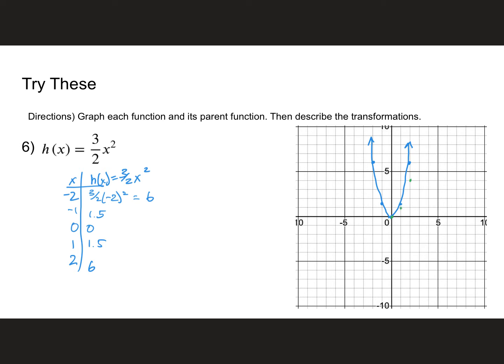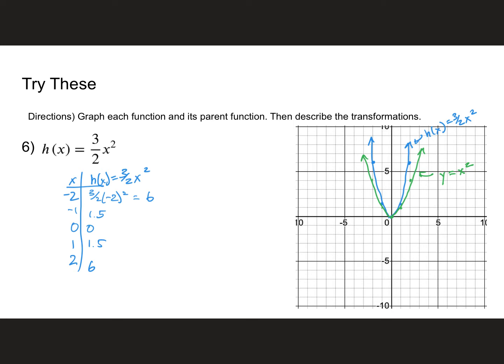We got those going on. Ooh, now this one's a little hard to see. But if we look at the parent function, which is the green line, that's y equals x squared. And we compare that to my h of x, which is 3/2 x squared. You'll see that again we've pulled on that. This is definitely a vertical stretch.